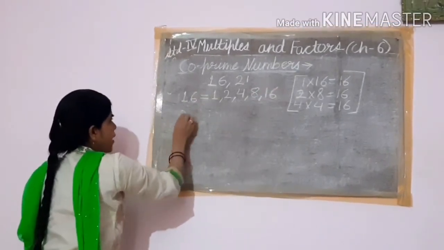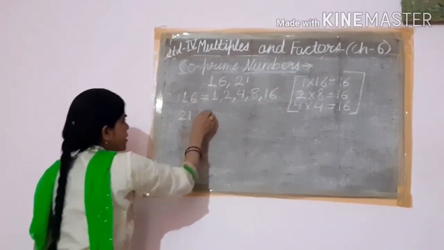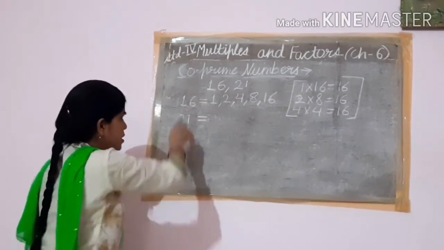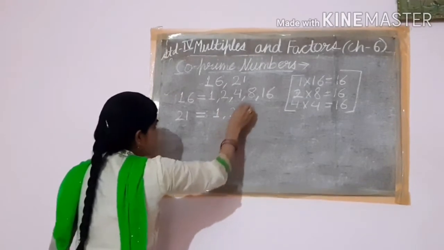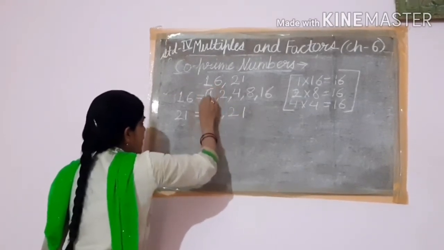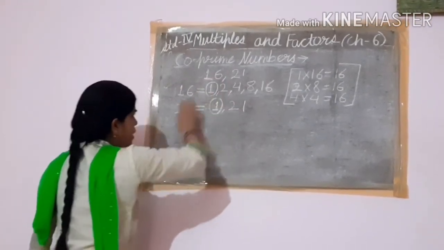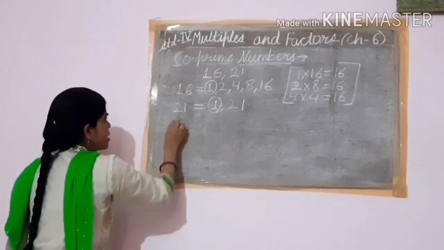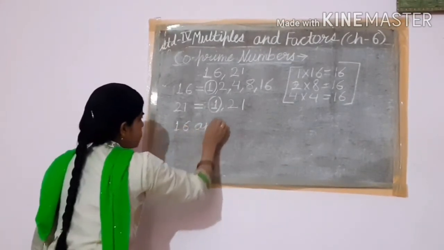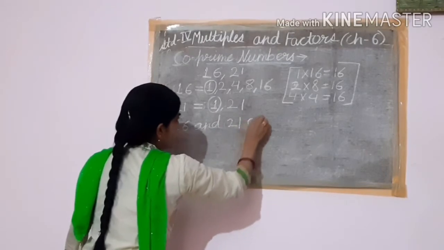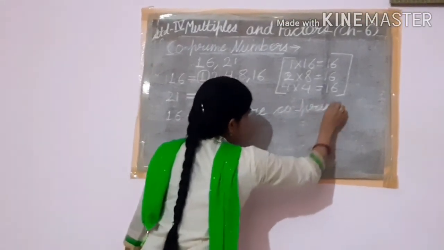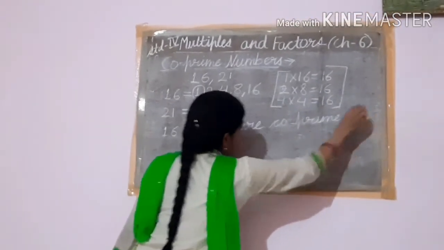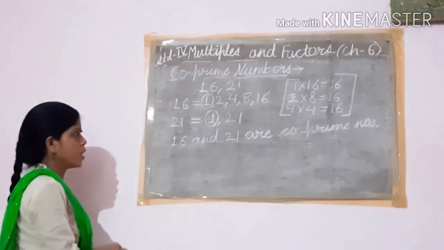Now write down the factors of 21. 21 is a composite number, 16 is a composite number. 21 has factors 1, 3, 7 and 21. So the common factor is only 1. So 16 and 21 are co-prime numbers. One more example now take.